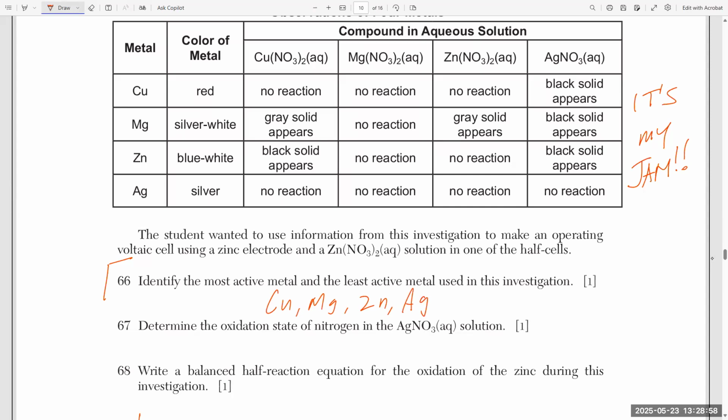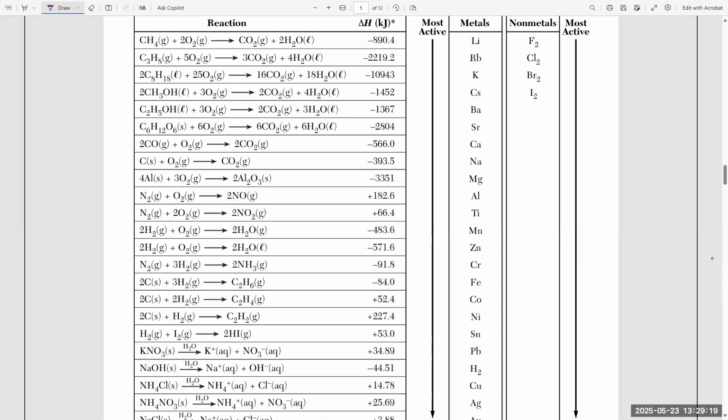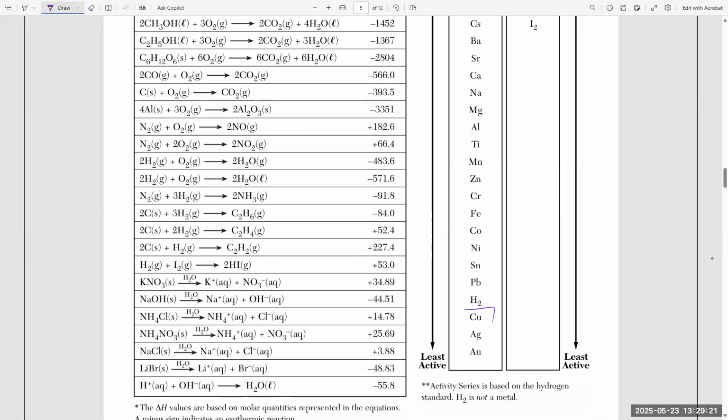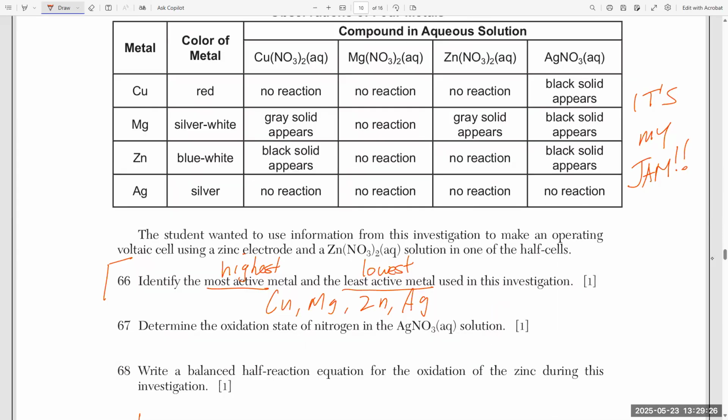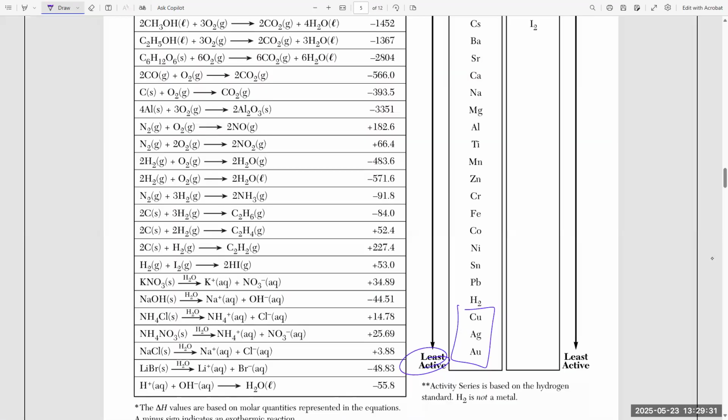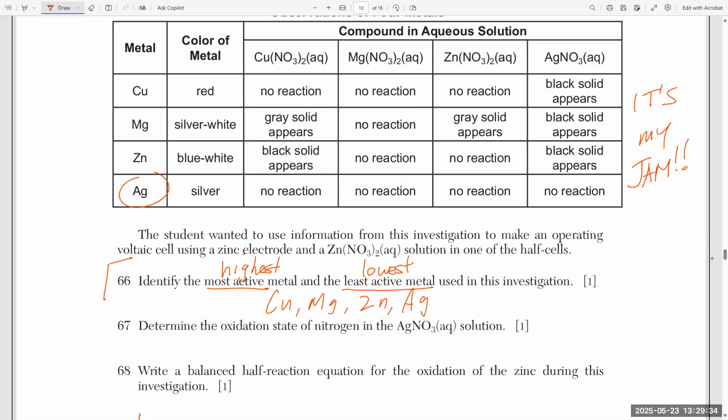So what are we looking for? Most active means what? Highest. And least active, lowest. So do you see what I did? I actually screwed up by crossing out copper. The lowest guy, I think, is going to be copper. You guys remember, copper, gold, and silver are all doing the bottom, right? And look at that, right? So that's the least active. So out of the group, right? Unless we have silver and gold. Oh, and look at this. We have silver, right? Which means that who's the lowest? Silver is the lowest, right?